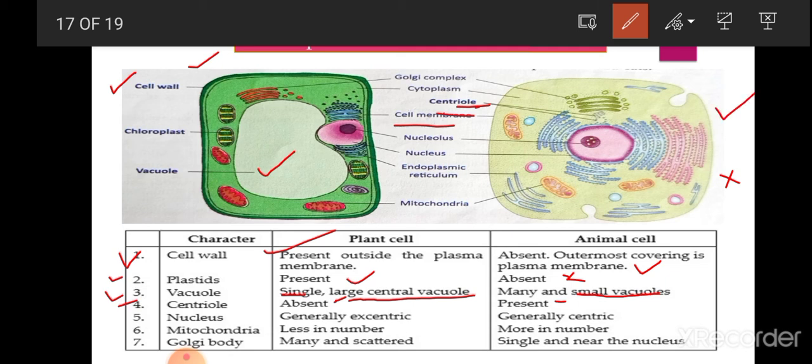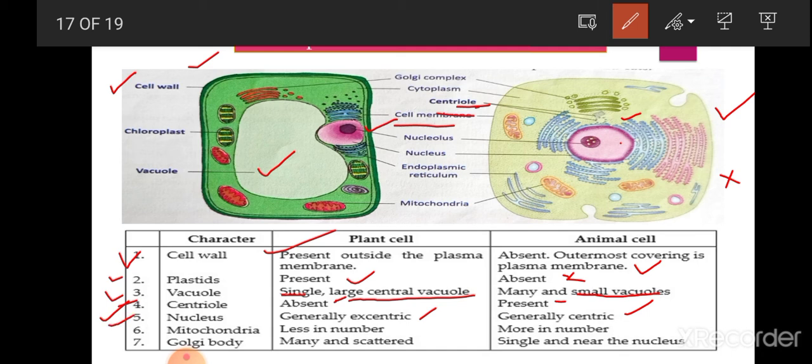Now the next organelle is nucleus. Nucleus in plant cells is generally eccentric. Eccentric means it is present at the periphery of the cell, means at the side of the cell. So here you can see this is the nucleus and it is present at the periphery of the cell, whereas in animal cells it is generally central. Central means it is present at the center of the cell. So here you can see the nucleus is present at the center of the cell.